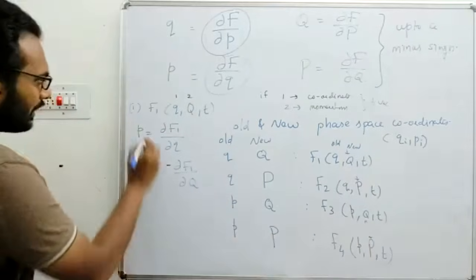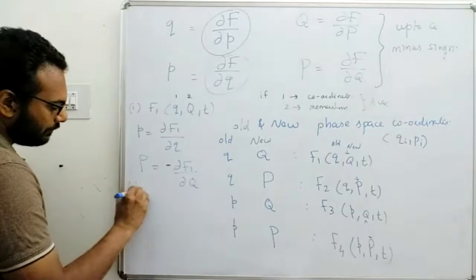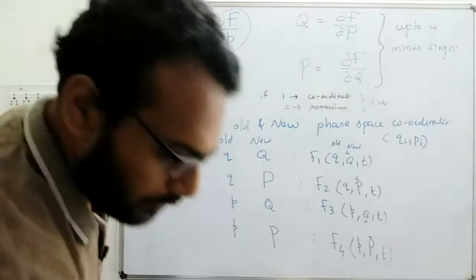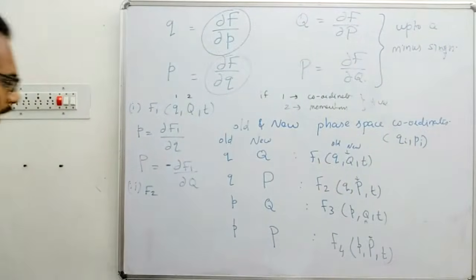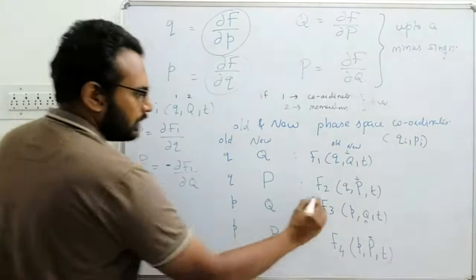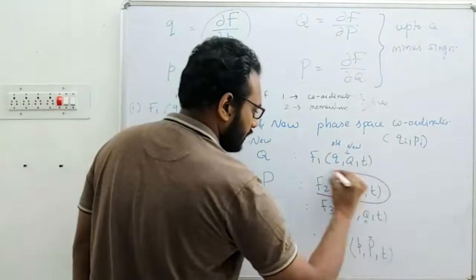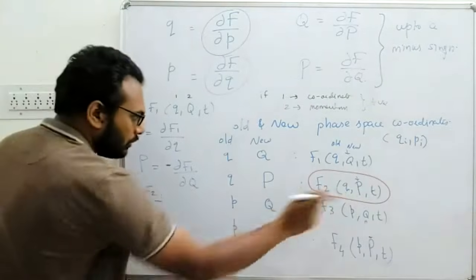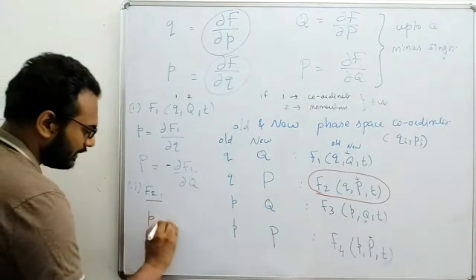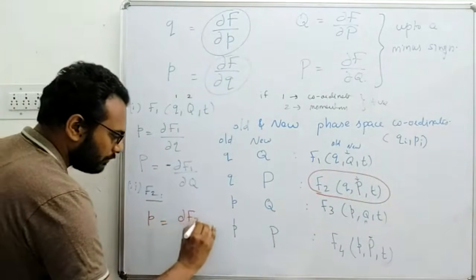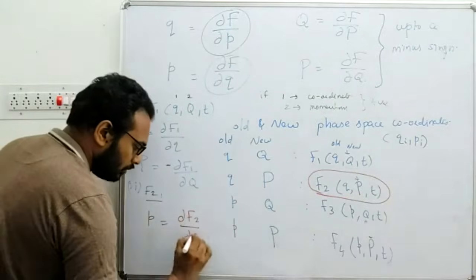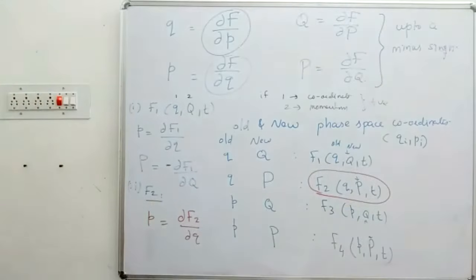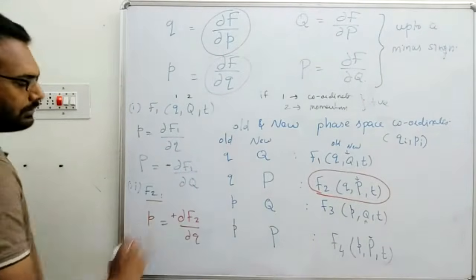So let's look at the next one. Okay, you take F2. All right, F2. You say that you have got a q there, so you find small p. That's equal to dou F2 by dou q. Q is in the first position, no problem. Okay, so it's a plus here.